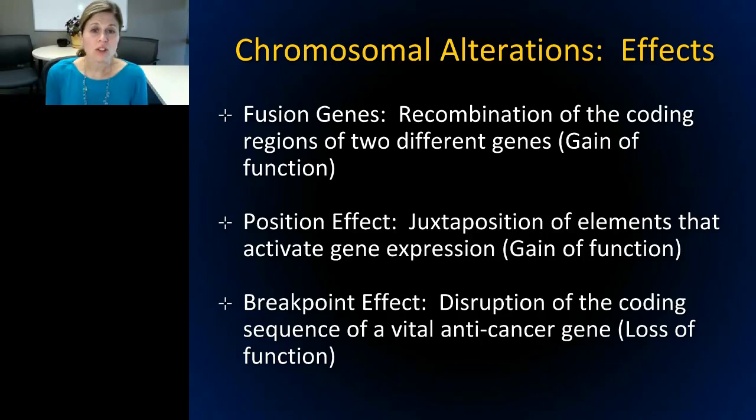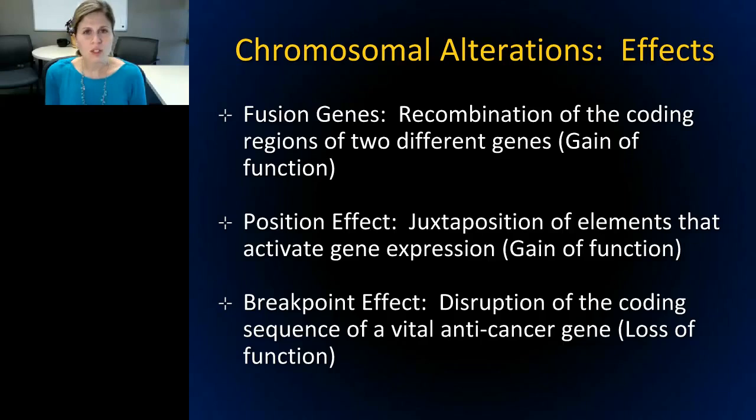A fusion gene is where some coding region of one gene is connected to a coding region of another gene. When those two coding regions come together, that creates a new function for that DNA sequence, and so this is considered to be a gain of function mutation. When we have a position effect, there is just a rearrangement of some of the regulatory elements that allow for gene expression to take place. And a breakpoint effect is where there is a loss of one particular region or another.